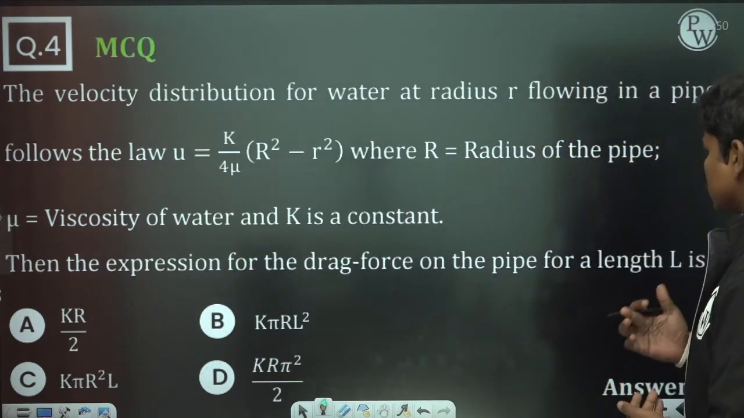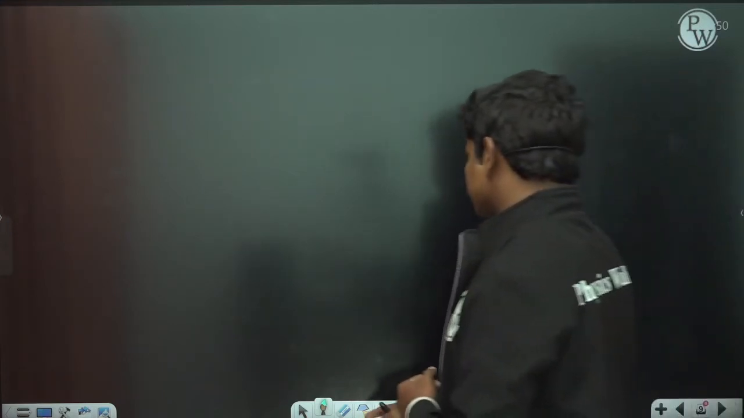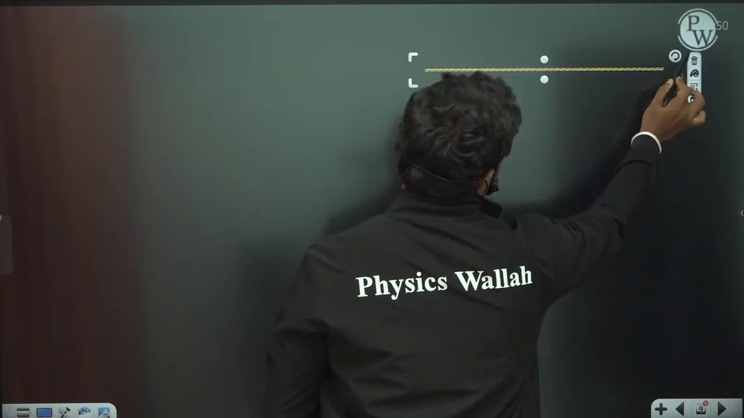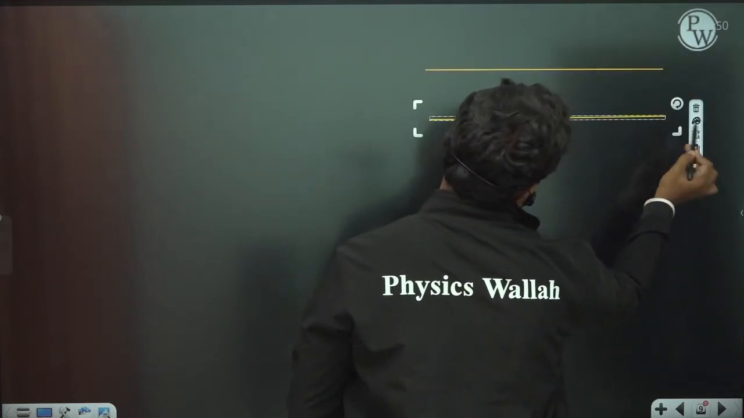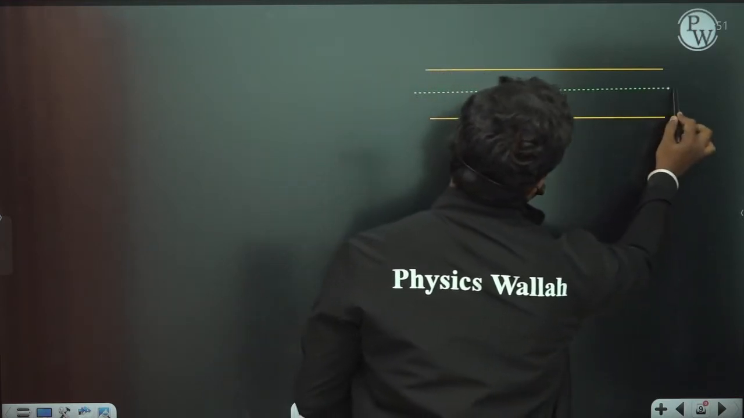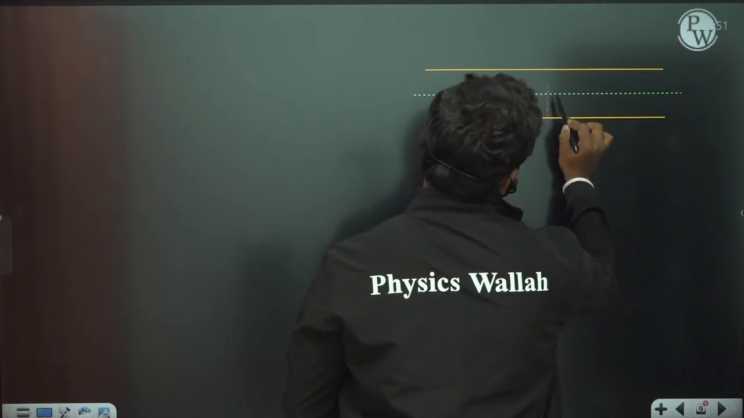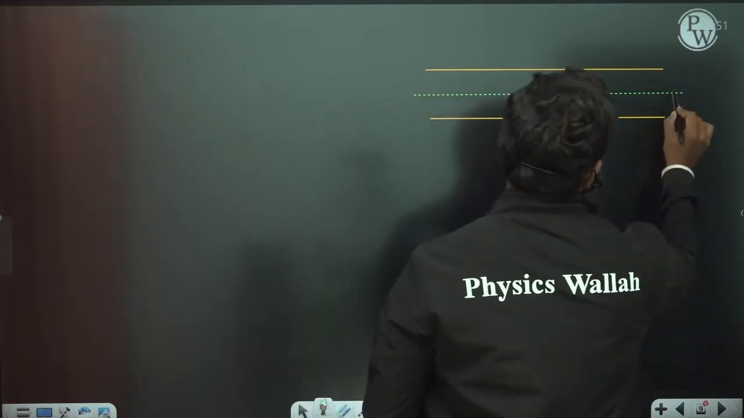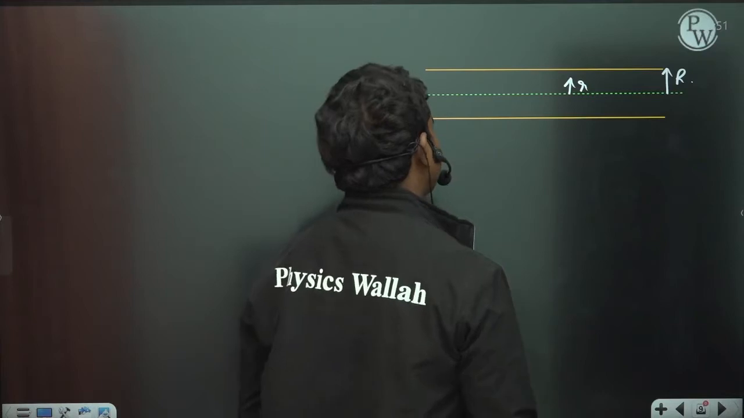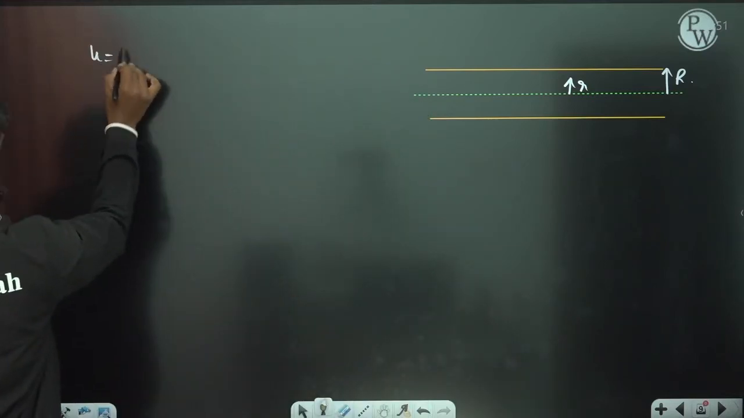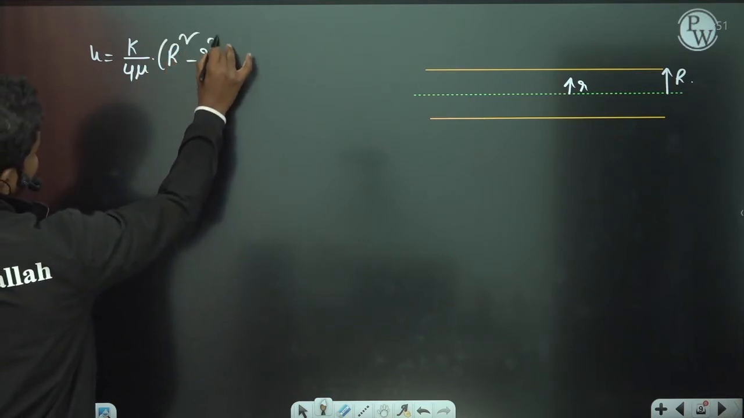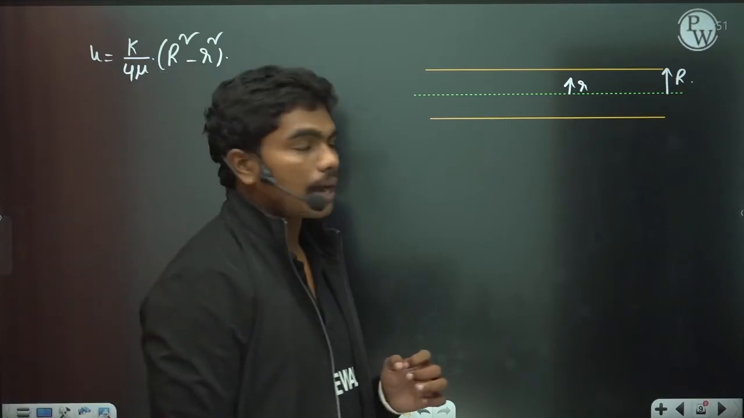Then the expression for the drag force on the pipe for a length L is, so let us check what they're telling you. So we have a pipe of radius capital R. Now at a small r distance, if you see the velocity profile, we have U is equal to K by 4 mu times capital R square minus small r square.